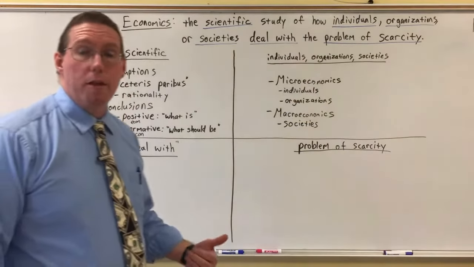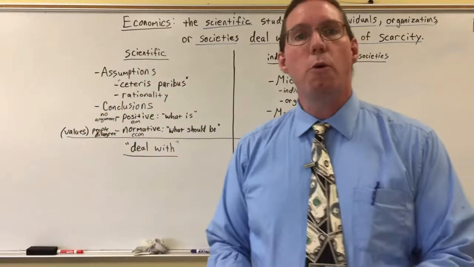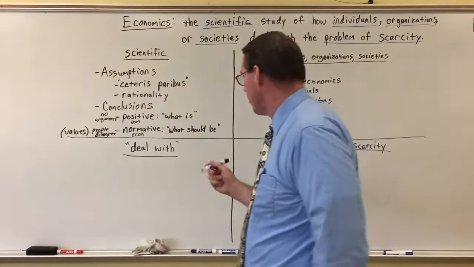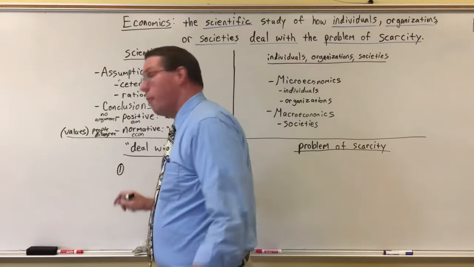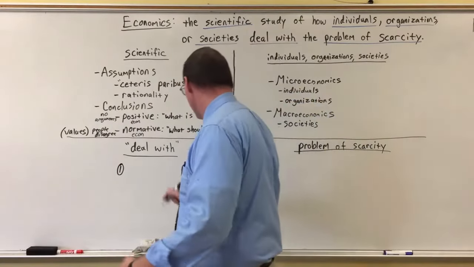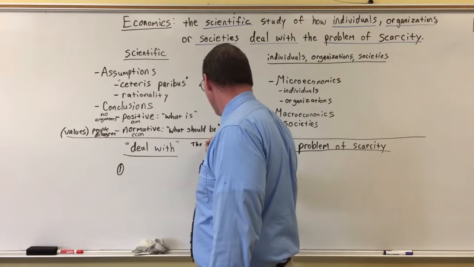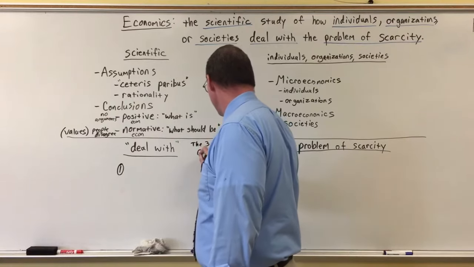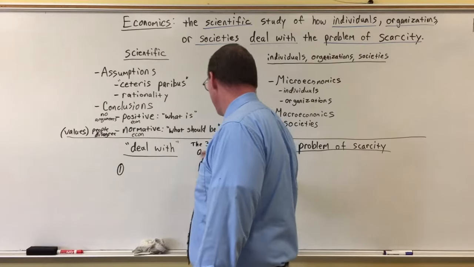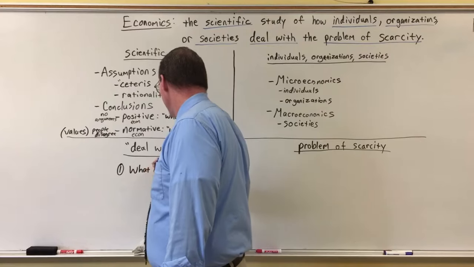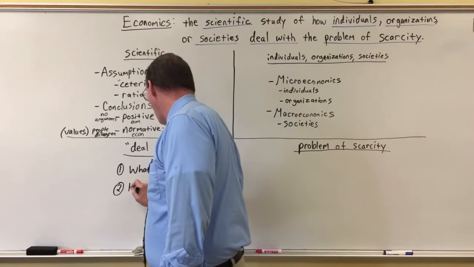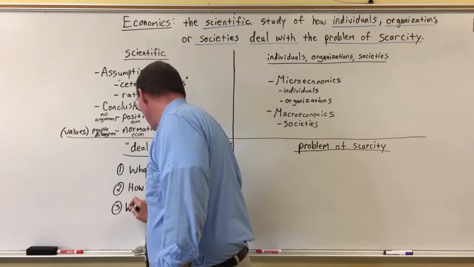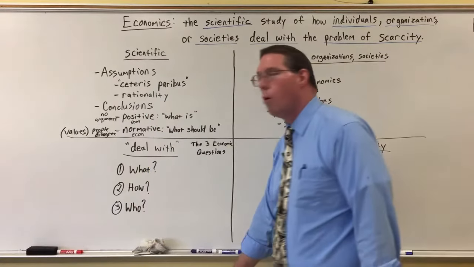All right, so in economics, there's lots of different decisions that we can talk about, but we focus on three main questions in the study of economics. We call these the three economic questions. You can actually Google that if you want to. Okay, so the three economic questions. And those three economic questions are: what? Two is how? And the third question is who or whom. I'll just say who for now, but it's who or whom.